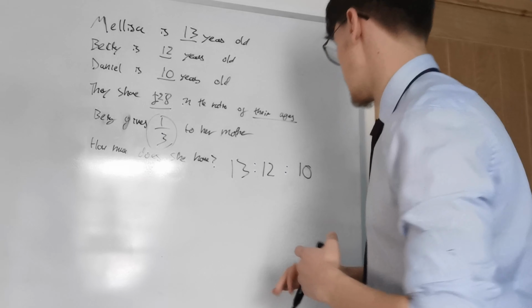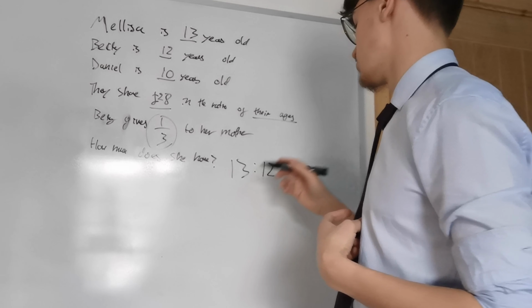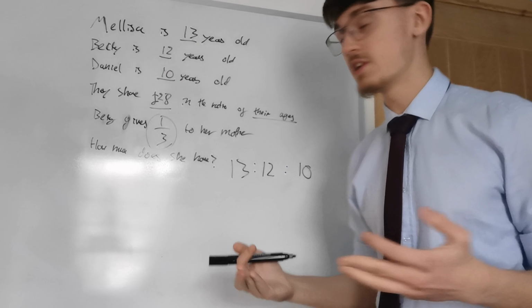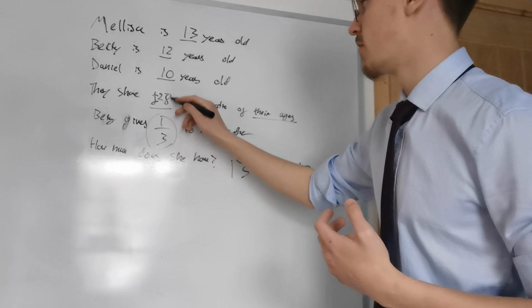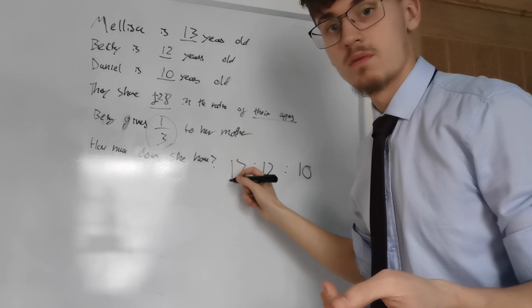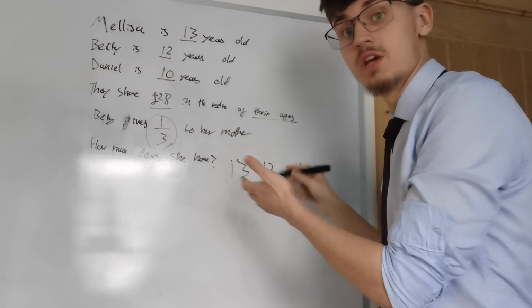So we'll add their ages together. 13 plus 12 is equal to 25. Add 10 is equal to 35. So we have a total of 35 in their ages. We're going to do the total amount of money. Remember, like the length of wood, we have to find 1 unit per each year of their age.